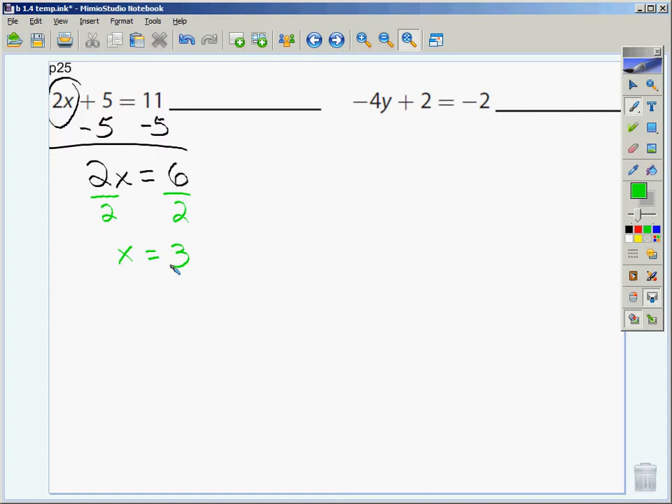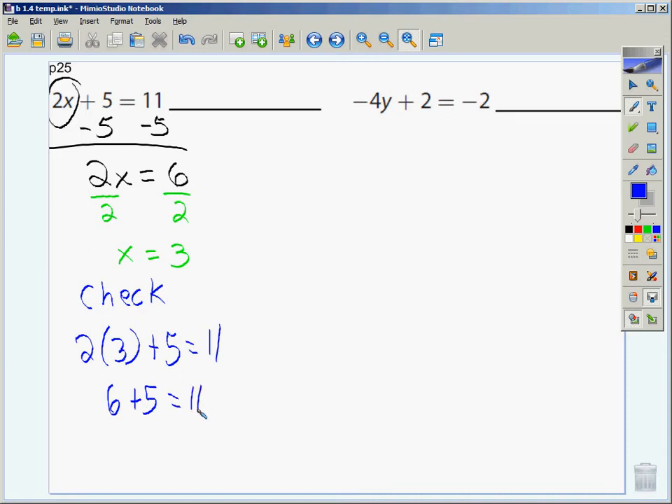The nice thing to me about algebra is I can find out whether I'm right or wrong, because I have the ability to check my work, which is doing what? Plug it in. See if it works. 2 times 3 plus 5 equals 11. Well, what is 2 times 3? 6. And what is 6 plus 5? 11. And I can see that my answer is going to check, isn't it? It has to be correct.